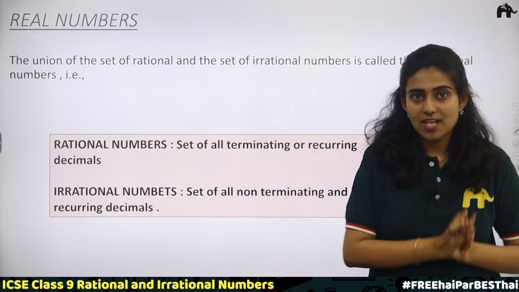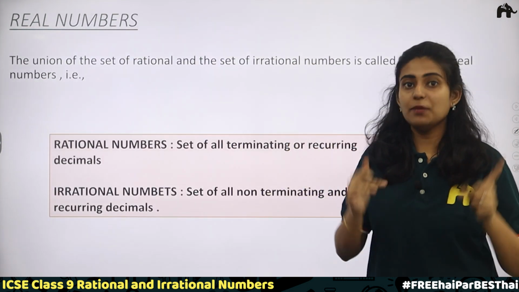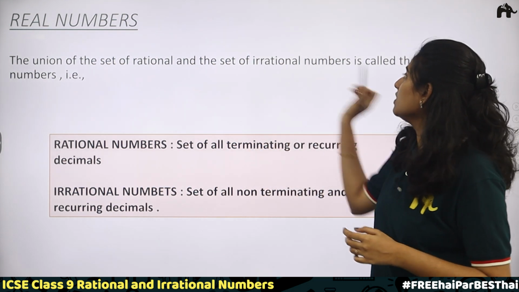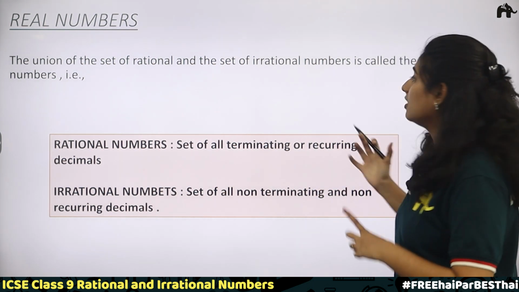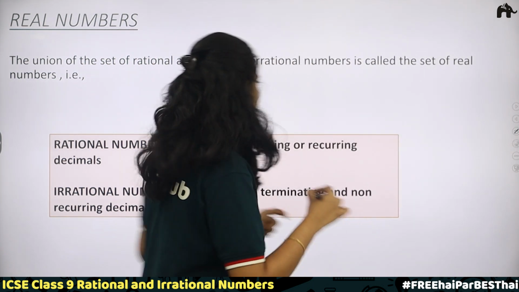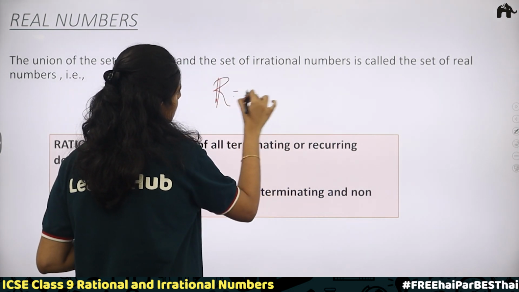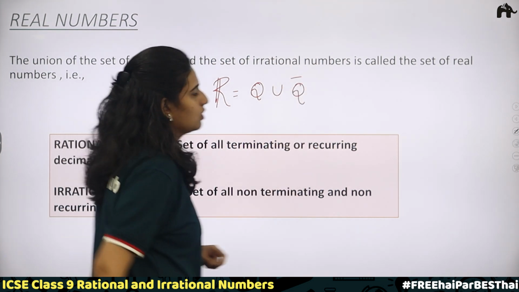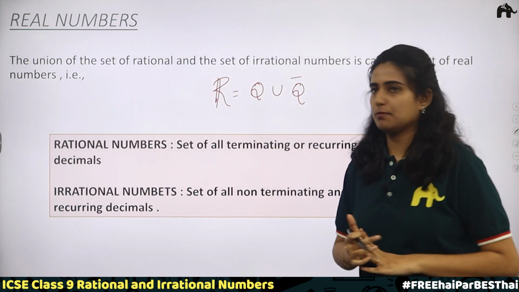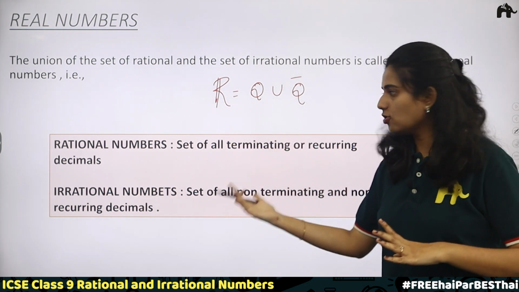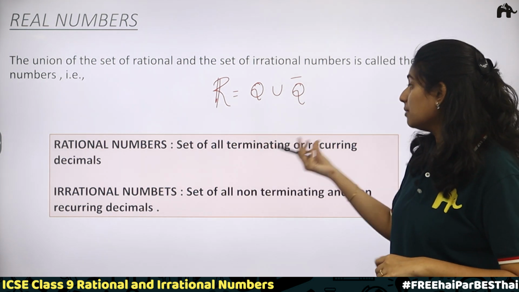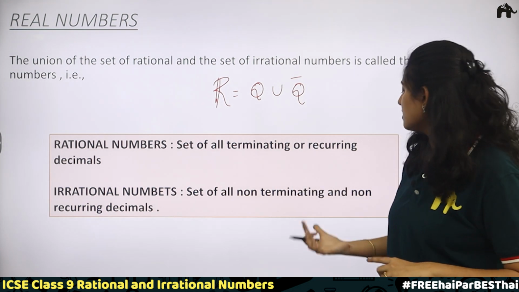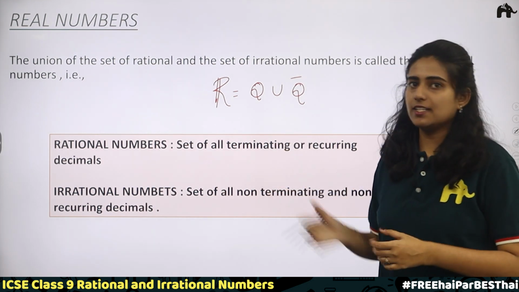Okay, we studied about rational numbers and irrational numbers. We know that both of these come under the category of real numbers. The union of the set of rational numbers and the set of irrational numbers is called the set of real numbers, which we represent by the letter R. Real numbers include rational numbers and irrational numbers. Q union Q bar is real numbers. Rational numbers is a set of all terminating or recurring decimals. Irrational numbers is a set of all non-terminating and non-recurring decimals. So when you take the union, you will be getting real numbers.